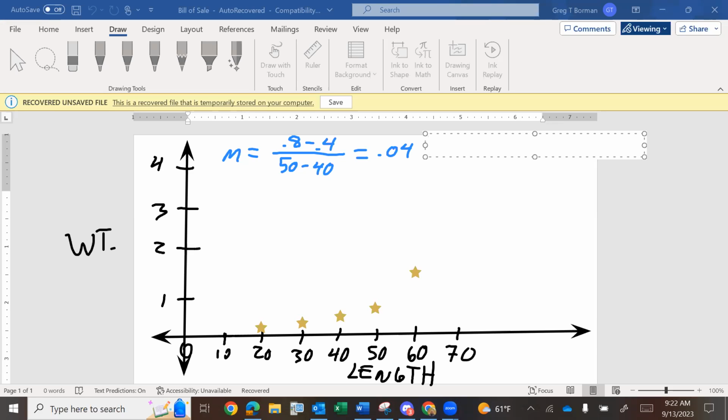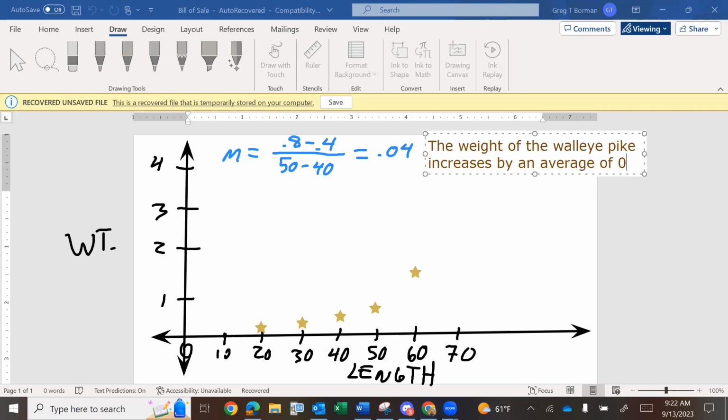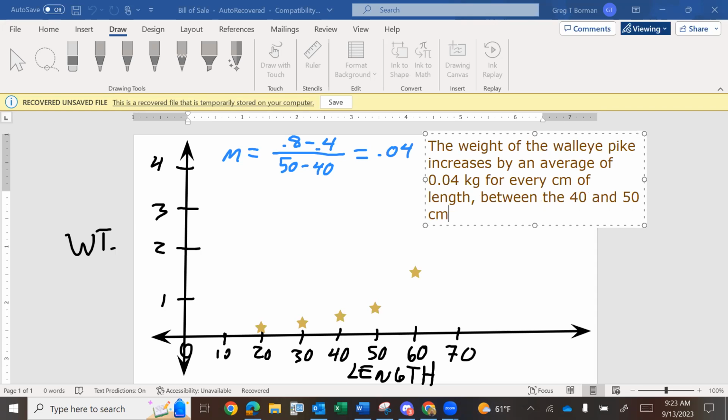Well, it means that the weight of the walleye pike increases by an average of 0.04 kilograms for every centimeter of length between the 40 and 50 centimeter marks.